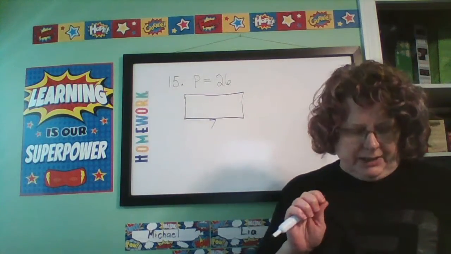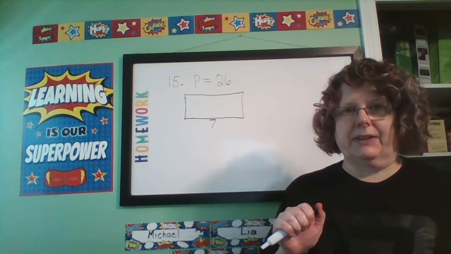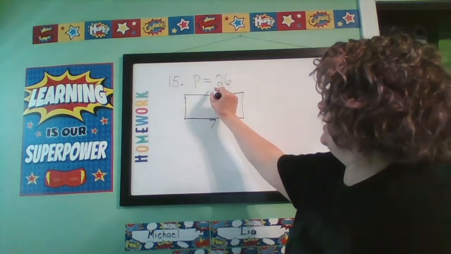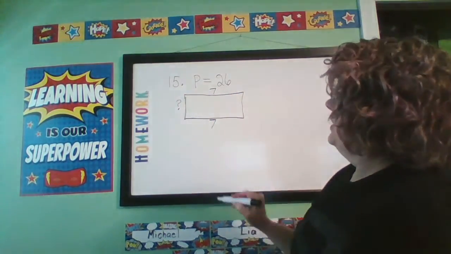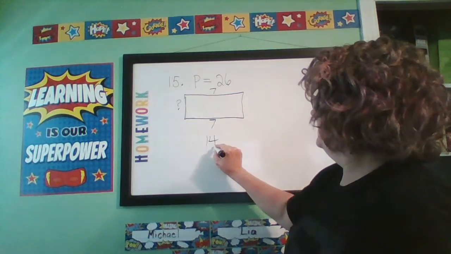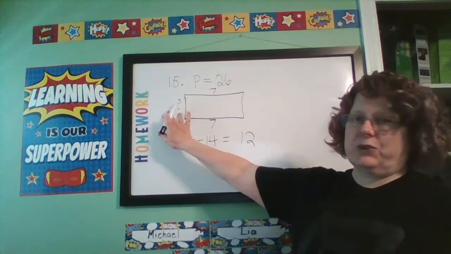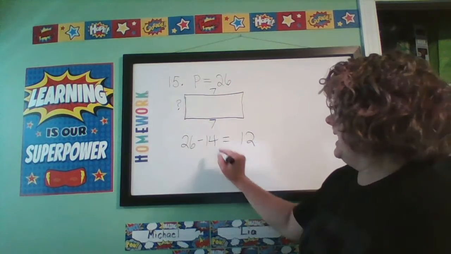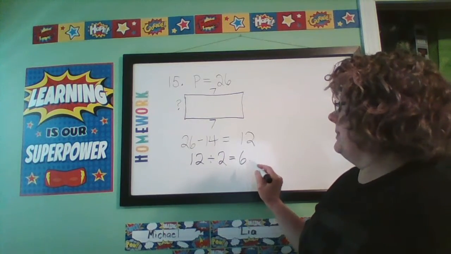Okay, now number 15. The question tells us that the perimeter is 26 inches, and it tells us that the length is 7 inches. So what does that tell me? Well, that tells me that this side is 7 and also that this side is 7. What I need to figure out is the width. So I am going to add 7 plus 7, and I'm going to get 14. 26 minus 14 is equal to 12. However, I can't put 12 here and 12 here because then my numbers will add up to a higher number than 26. I have to take that 12 and divide it by 2. And that would tell me that my side is 6.